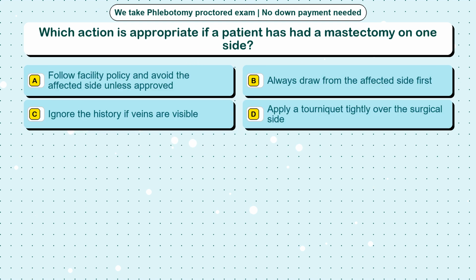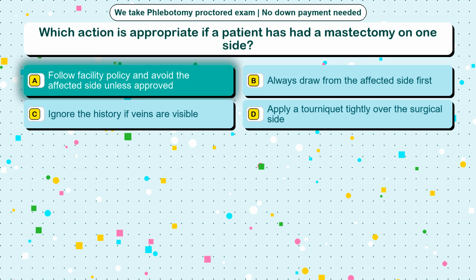Question 21. Which action is appropriate if a patient has had a mastectomy on one side? Option A. Follow facility policy and avoid the affected side unless approved. Option B. Always draw from the affected side first. Option C. Ignore the history if veins are visible. Option D. Apply a tourniquet tightly over the surgical side. The correct answer is option A.